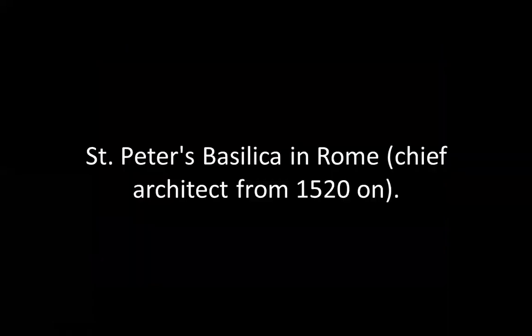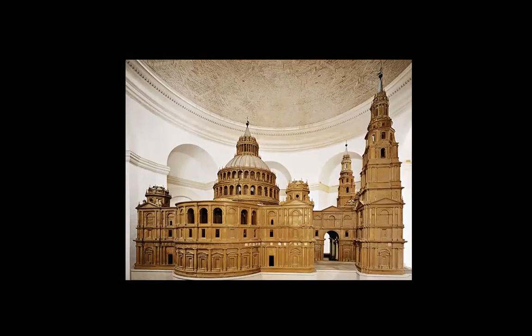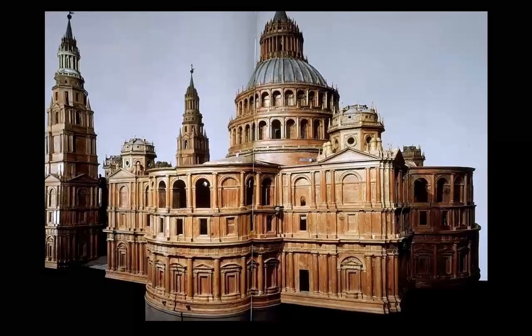Now, St. Peter's Basilica in Rome, where he was chief architect from 1520 on, I will only show his own project, which was not built. This is the model of the building as he intended, and what differentiated his work from all the others, Bramante, Raphael, and Michelangelo, was the presence of these two towers. This was distinctly his idea and his contribution.